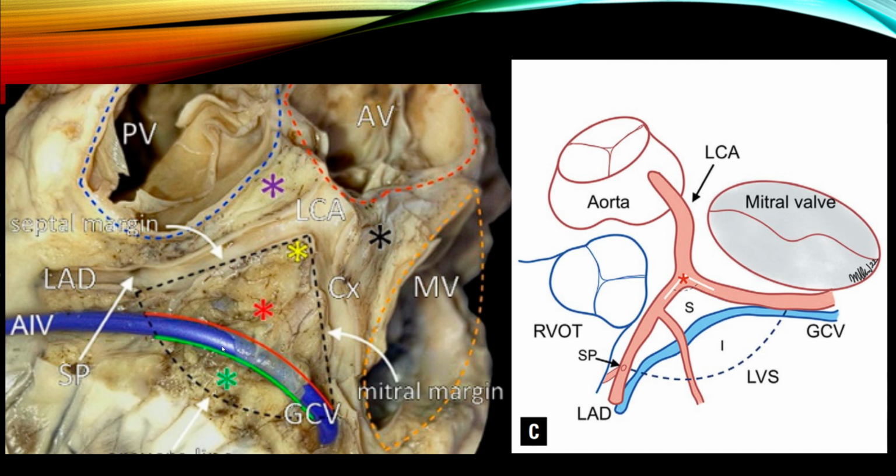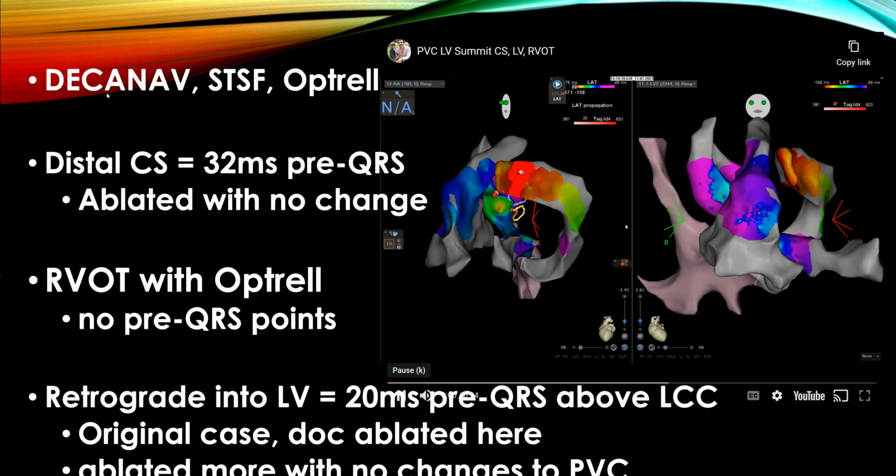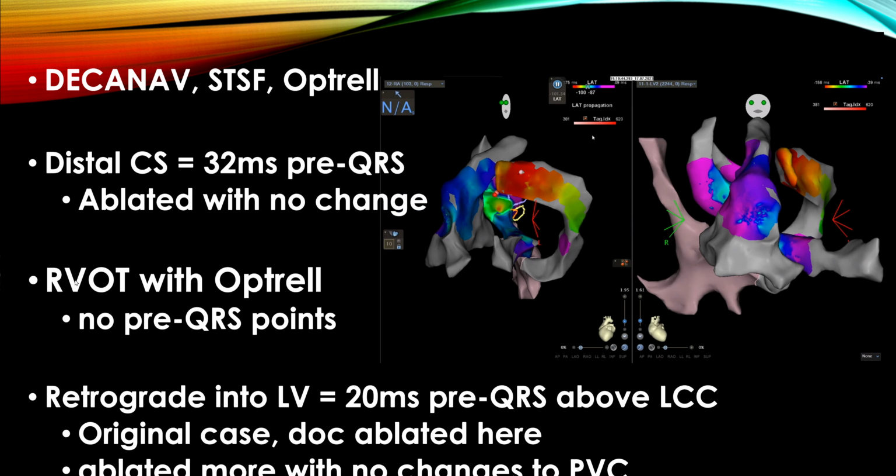Here's a graphic representation of it. This is oriented a little more counterclockwise. Aortic valve, the pulmonary valve, and mitral. You can see the left, it says left CA, so I would call that the left main, with a bifurcation indicating the summit of the LV. And this is the GCV, again, coming through. So the tools for our success, we used a DecaNav, the CS, STSF ablator, and Optrel.